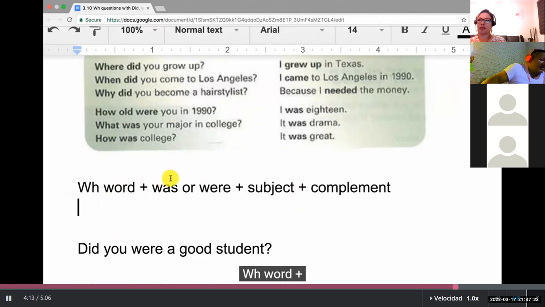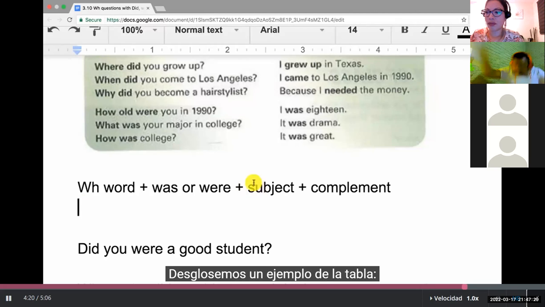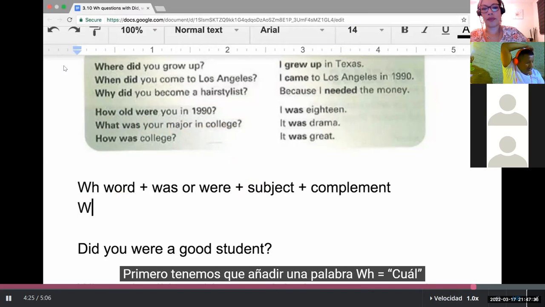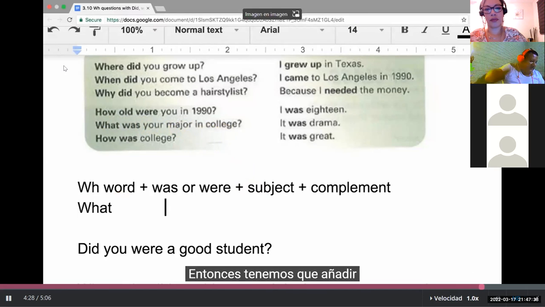To form questions in the past using was or were, we can follow this formula. WH word plus was or were plus a subject plus a complement. Let's break down an example from the chart. What was your major in college? First, we need to add the WH word, what? Then we need to add was or were.